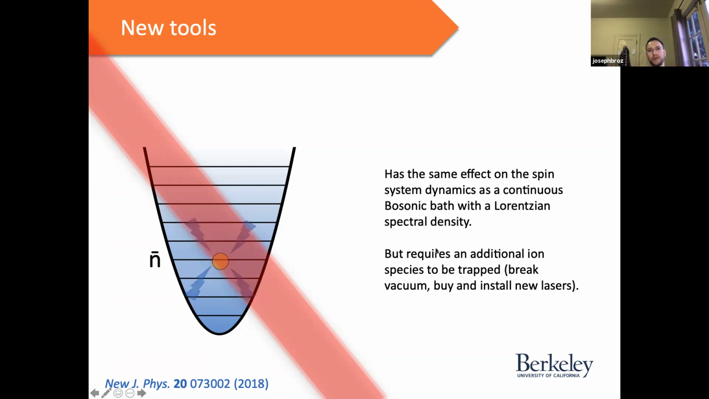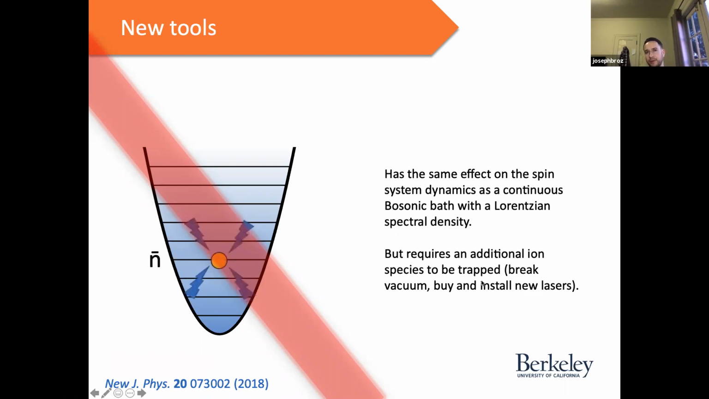So the only problem with this is that in order to implement something like this in our lab, we would actually have to trap an additional ion species in our trap. Because we're going to constantly be cooling this thing, it's going to be scattering photons all over the place, and we just have to make sure that those photons are not resonant with any of the other atoms. And so that's expensive. It takes a long time.